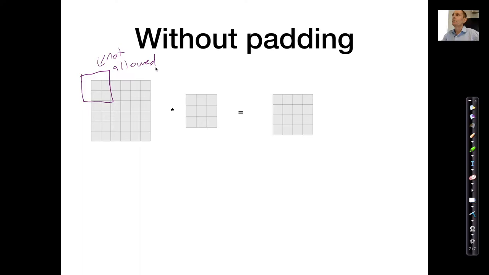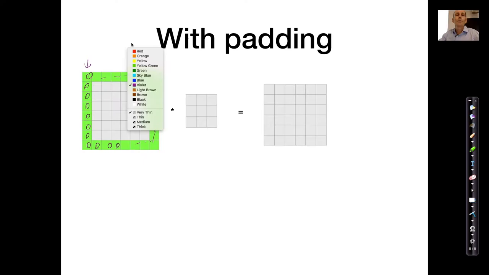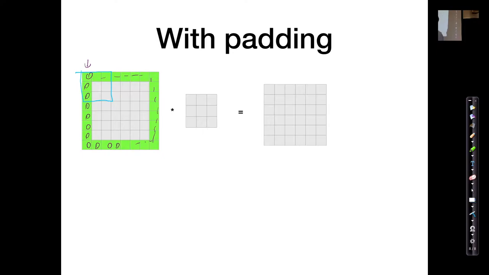With padding, we conceptually add around the outside border a padding, and commonly it's zeros. So we fill it with zeros. And then we can go ahead and be centered at the top left pixel. So if we want our input size and our output size to be the same, and we have a 3 by 3 convolution, we need a padding of 1.